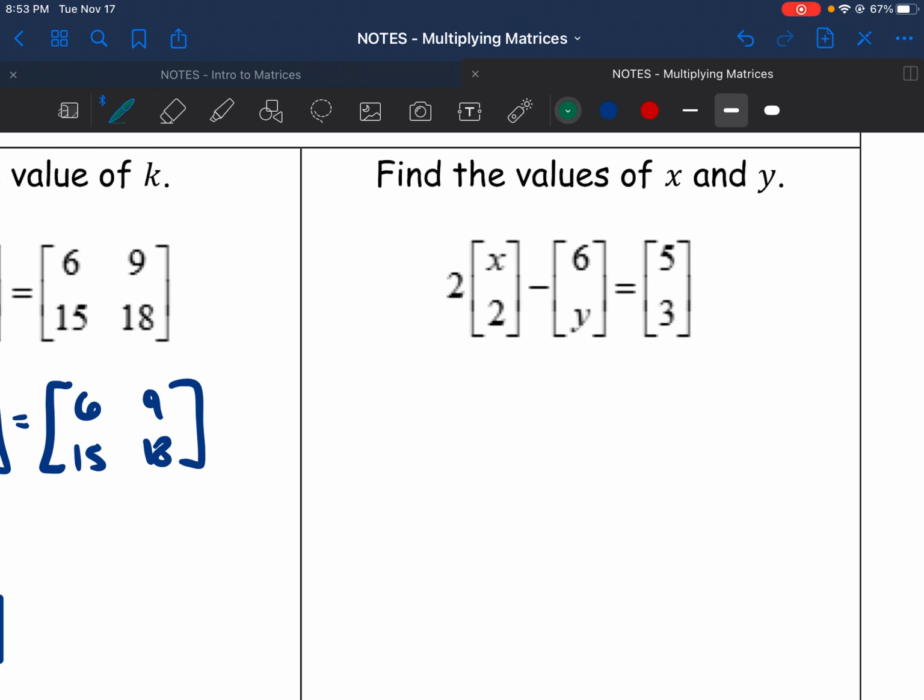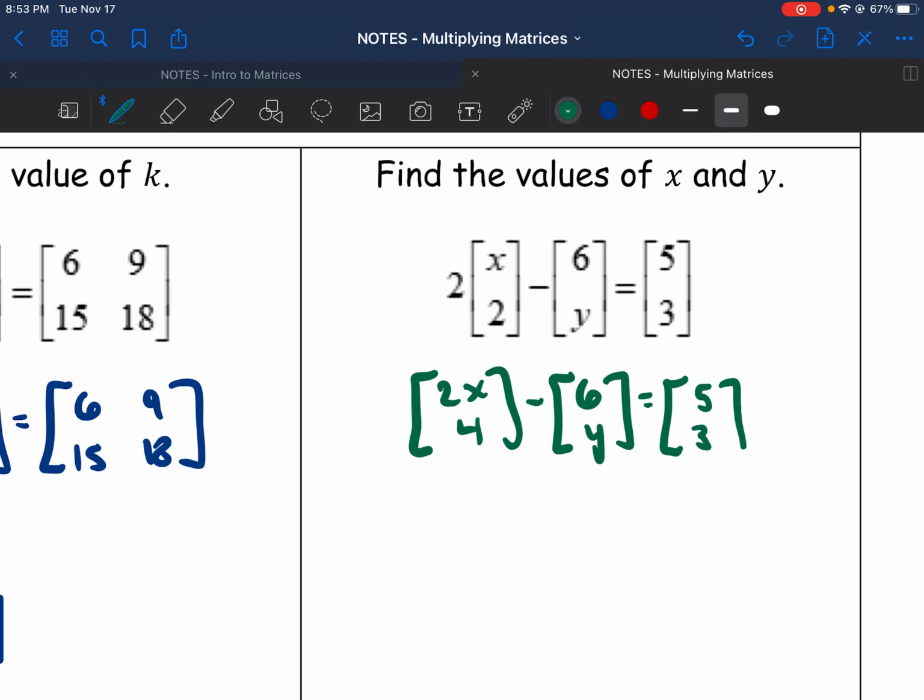In our next example, we want to find the values of x and y given 2 times this 2 by 1 matrix, x, 2, minus the 2 by 1 matrix 6, y equals the 2 by 1 matrix 5, 3. Well, let's go ahead and distribute the 2 here. So this is going to give us the matrix 2x, 4, minus this matrix 6, y equals 5, 3. Notice that since this is a 2 by 1, this is a 2 by 1, that we can subtract them.